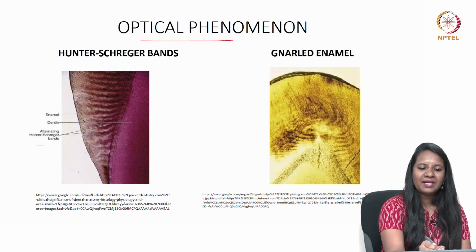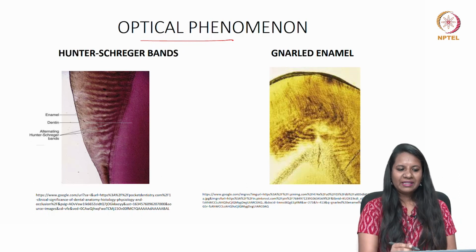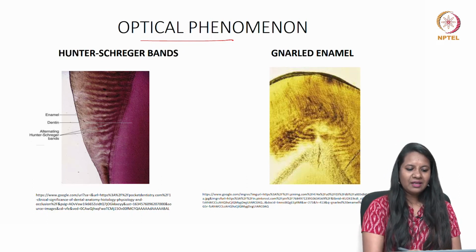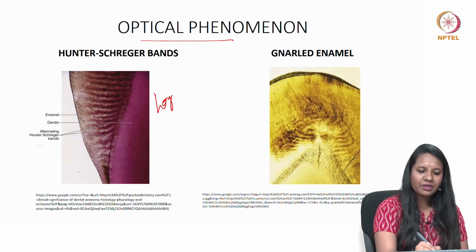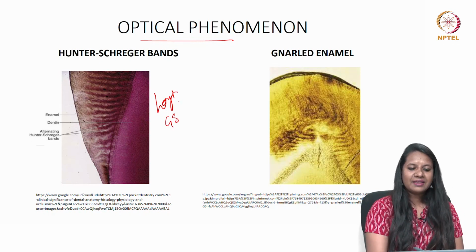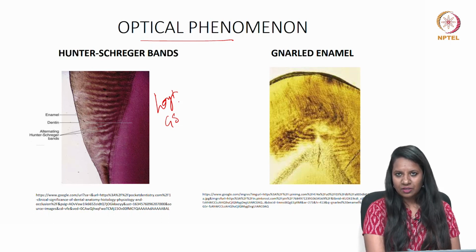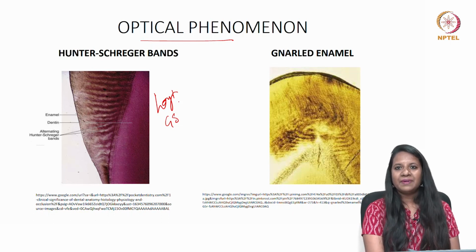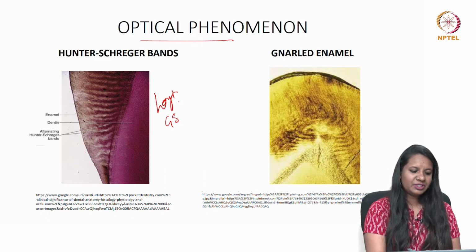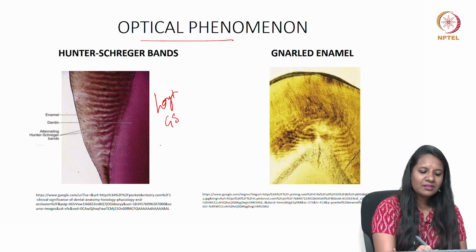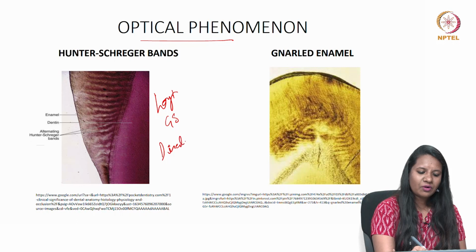Next is the optical phenomenon, and the first one being the Hunter-Schreger bands. It is seen in the longitudinal ground section, and it is nothing but the alternate light and dark bands under incident illumination, which can be reversed by altering the incident illumination, and it is due to the change in the direction of rods.